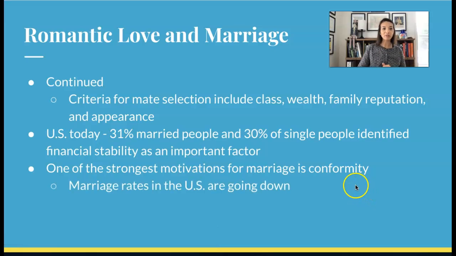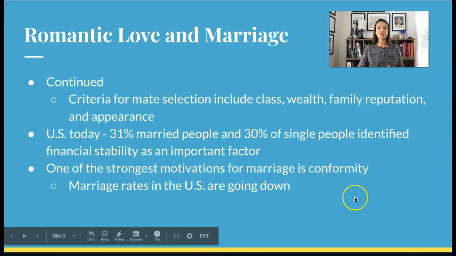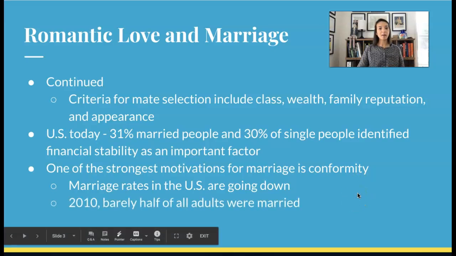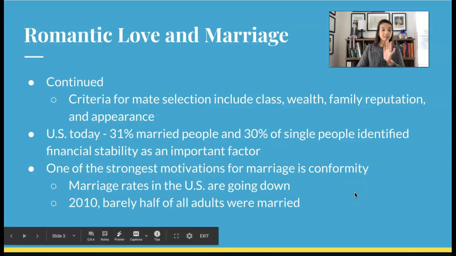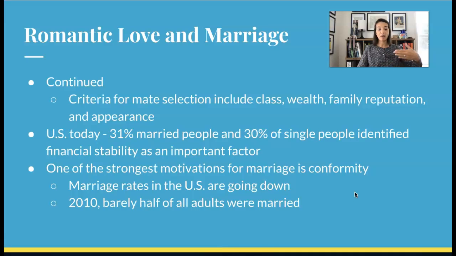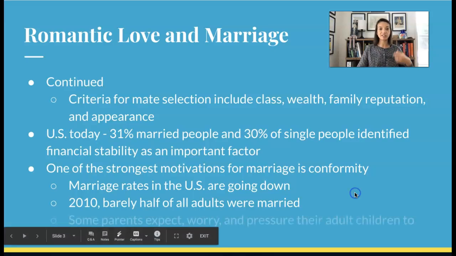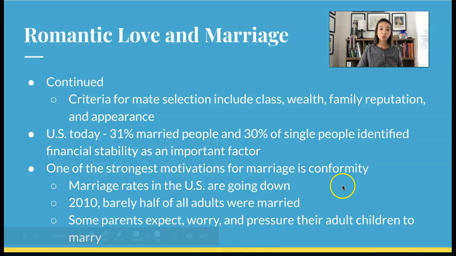Okay. More information. Marriage rates in the United States are actually going down. To back that up, in 2010, barely half of all adults were married. And let's talk about the mindset of some parents of marriageable age children today. Some parents expect, worry, and pressure their adult children to marry.